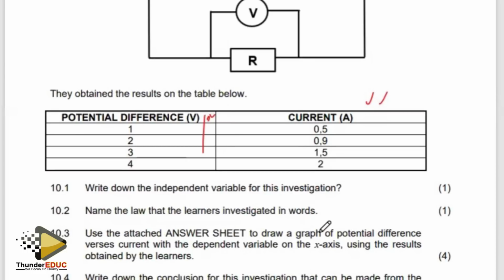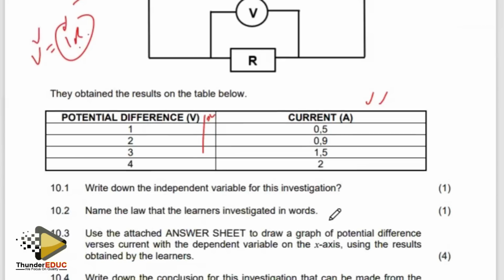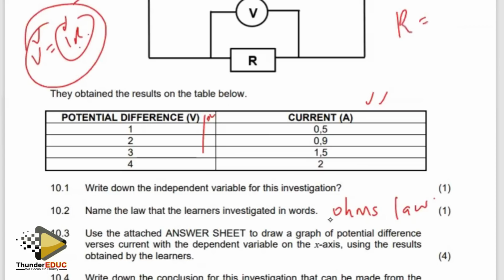Then 10.2, name the law that learners investigated in words. So when you're looking at V and I, which law would this be? So we know that V is equal to IR. Okay, so the law that they are trying to investigate is basically Ohm's law. The question wants us to just name the law, not state it. But when you're stating it, remember, it has to be around this. Resistance is equal to V over I.